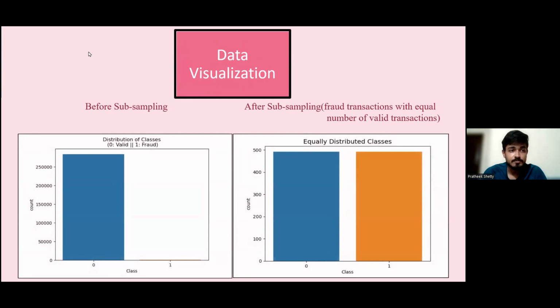Data visualization. This I will be talking about later in my demo as well, but just for a general purpose, on the left side you can see the graph before subsampling. On the right hand side you can see after subsampling. On the left hand side you can see that the number of rows with fraud transactions is very low compared to the number of rows with valid transactions. After subsampling, I made sure that the number of valid transactions and fraud transactions were equal.